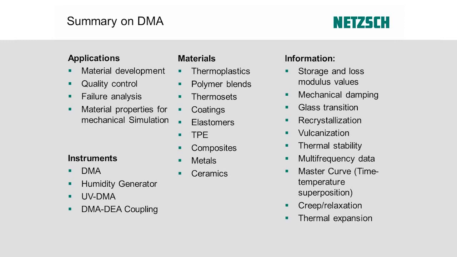In the end, you get information on storage and loss modulus values. I hope I could show you what that is. On the mechanical damping, the glass transition to investigate your application range, recrystallization and crystallinity as they show up in the mechanics, vulcanization and, well, cross-linking of rubbers. That shows up in a DMA measurement. Thermal stability, you can also degrade your sample and see when it degrades mechanically.